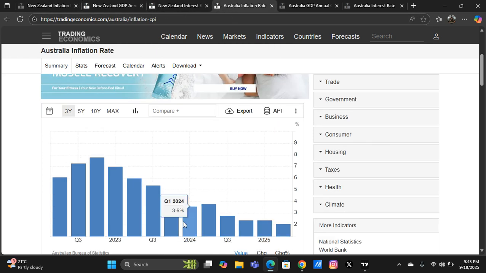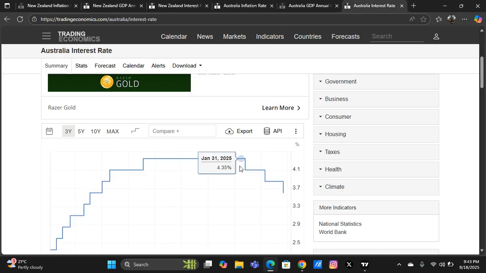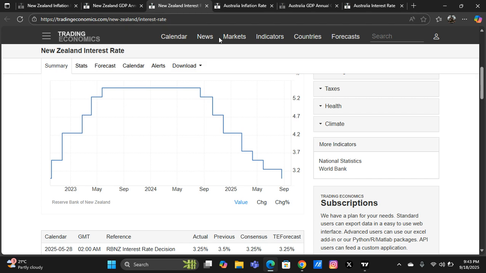So here with Australia, what we have is that Australia started its interest rate cutting cycle on the 18th of February 2025, whilst New Zealand started on the 18th of August 2024. You can see that today is the 18th of September. So it becomes 1 year, 1 month since they started fighting inflation, or since they started cutting interest rates.